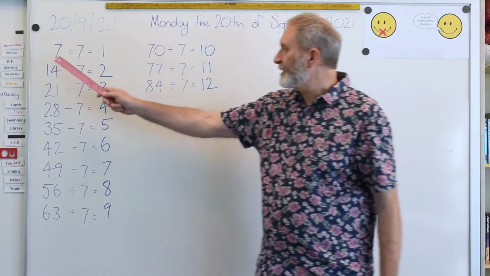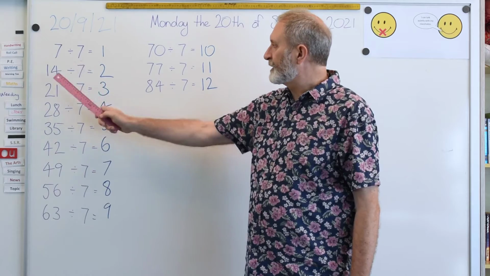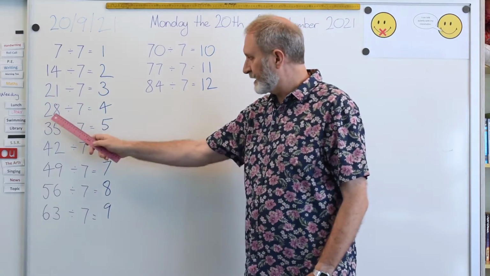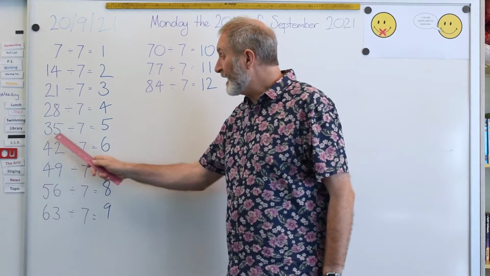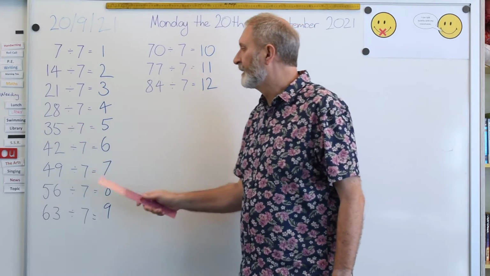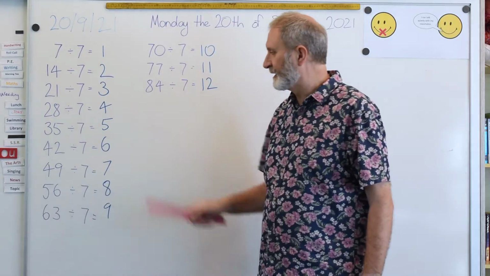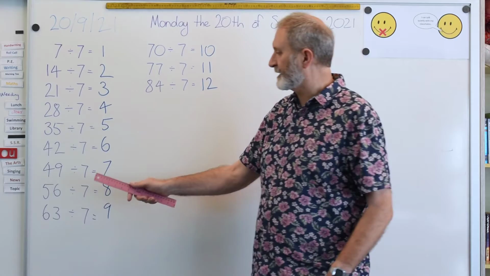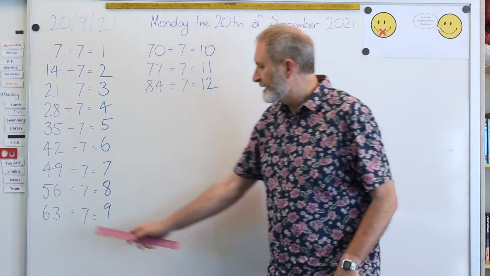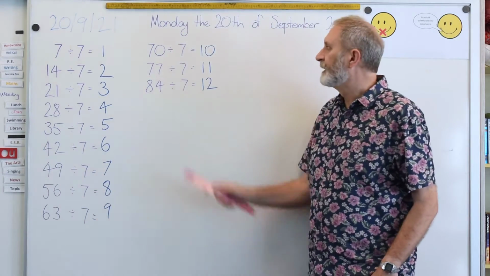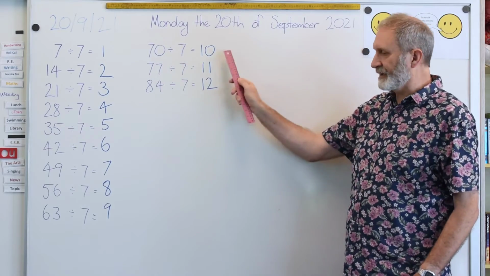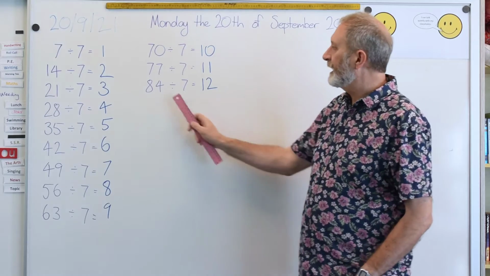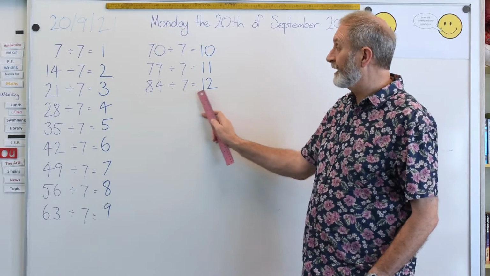Okay. 7 divided by 7 is 1. 14 divided by 7 is 2. 21 divided by 7 is 3. 28 divided by 7 is 4. 35 divided by 7 is 5. 42 divided by 7 is 6. 49 divided by 7 is 7. 56 divided by 7 is 8. 63 divided by 7 is 9. 70 divided by 7 is 10. 77 divided by 7 is 11. 12.